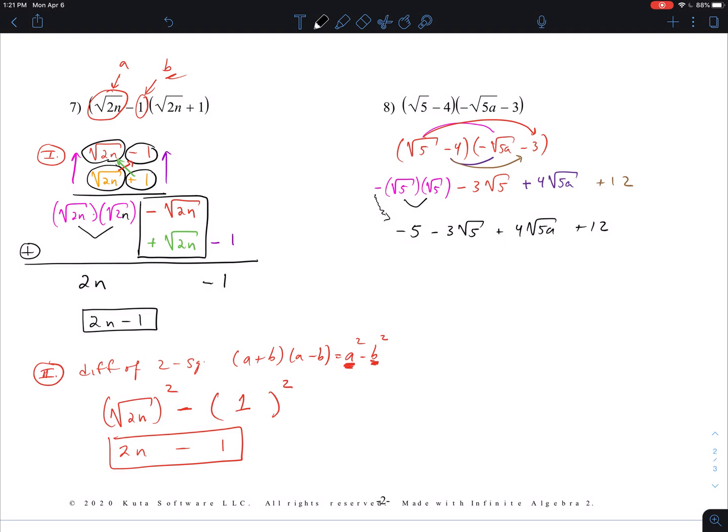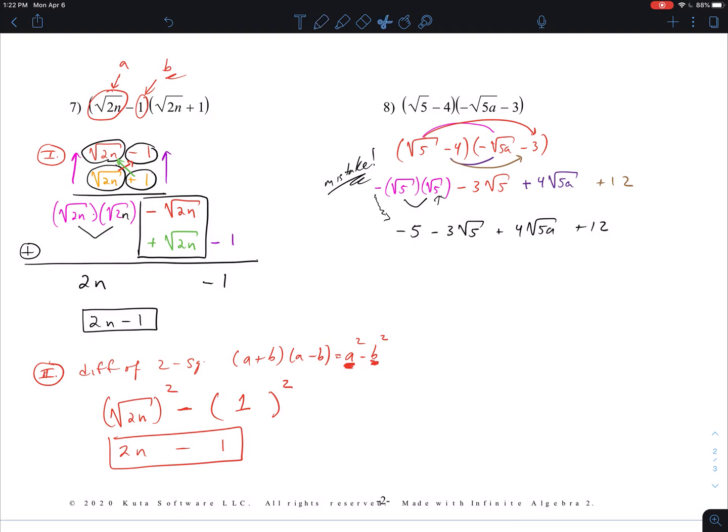Oh, whoops. I made a mistake. You see it? This one should have had an a. So this is not actually right down here. Mistake. Thankfully, we caught it. Okay. Let me just go back.